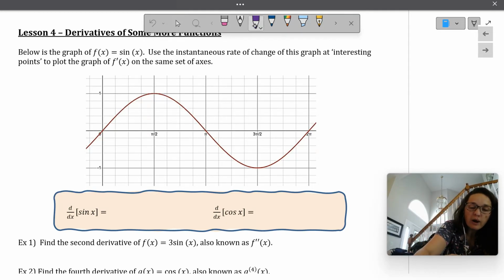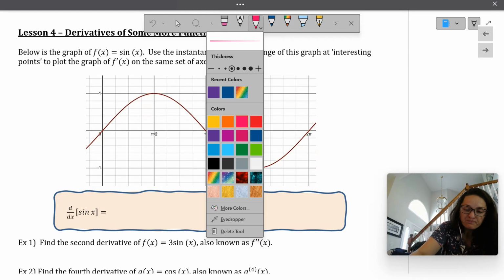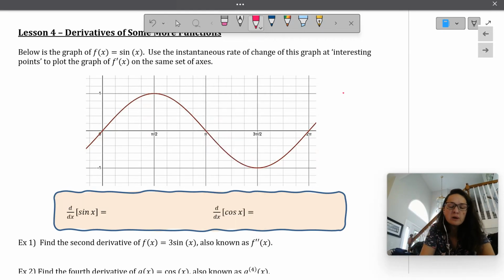So here's the graph of y equals sine x. And the instructions I wrote on here are: use the instantaneous rate of change of this graph at interesting points to plot the graph of f prime on the same set of axes. So what we want to do here is figure out what our slopes are. And one of the things that we may have already talked about is that when you have something that has a slope of 0, that means it's horizontal.